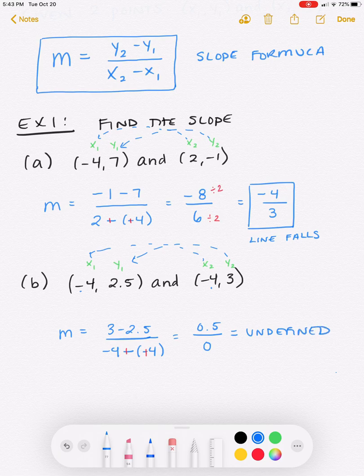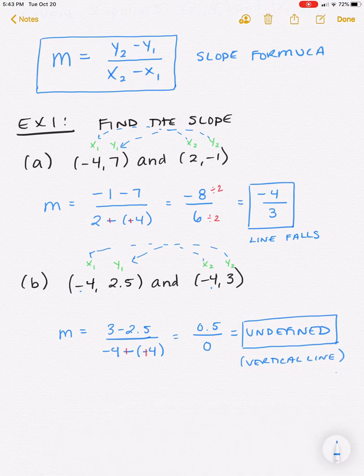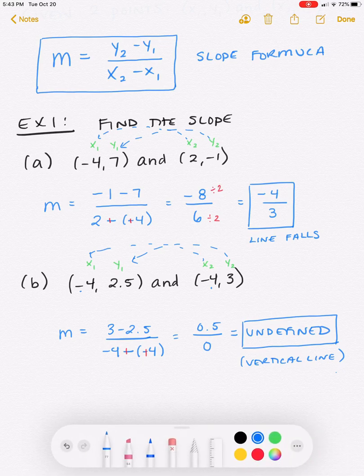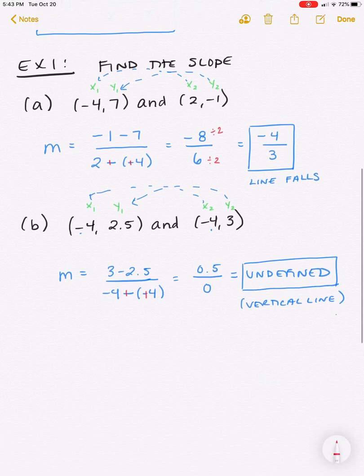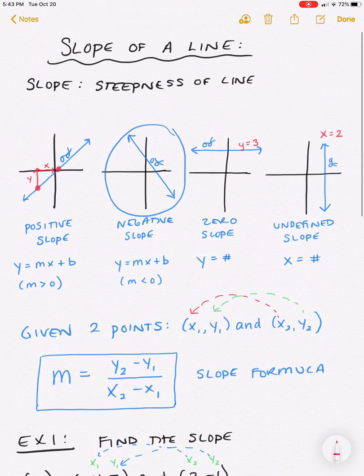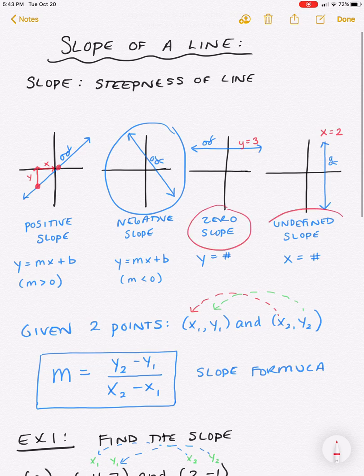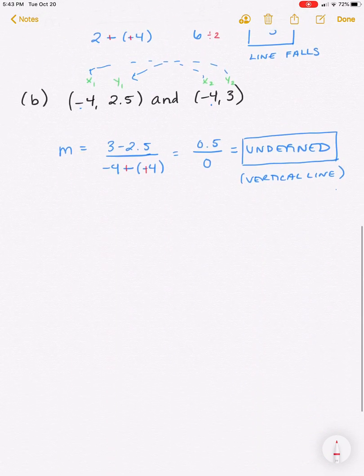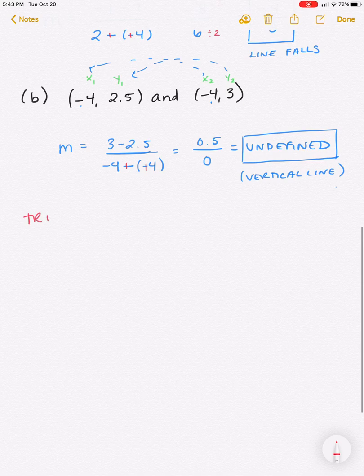Because we get that error dividing by 0, this slope is undefined, which means it's going to make a vertical line. That's what's happening with these 2 points: they're really just on a vertical line. And so in summary here about the 0, how do we know the difference if it's a 0 slope or if it's an undefined slope? I got a nice little trick for you right here, okay?